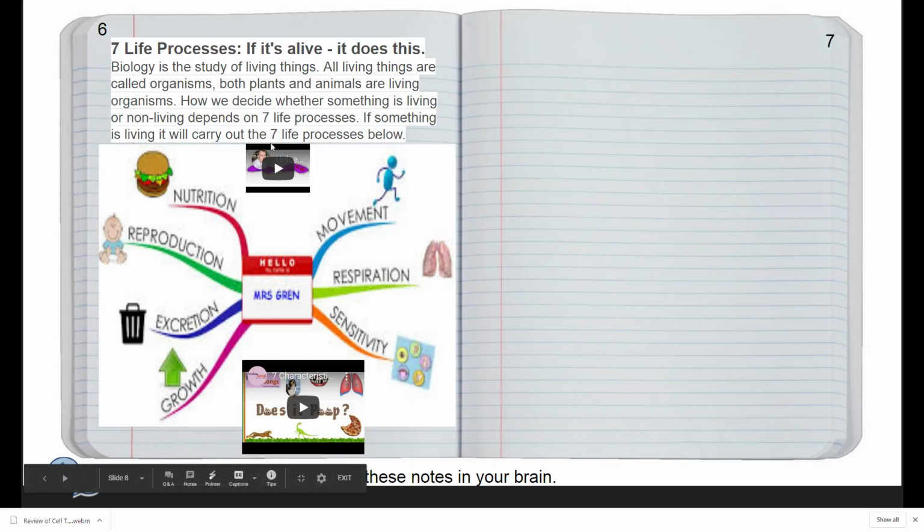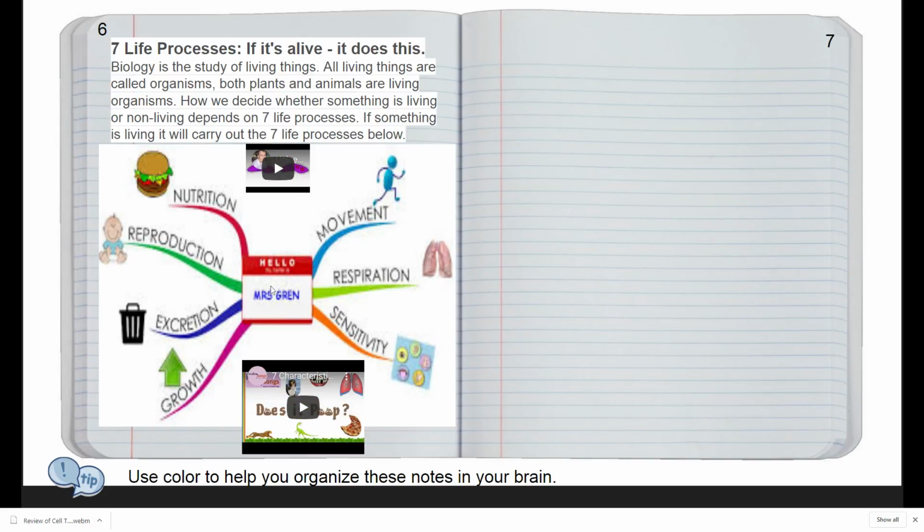There's a short video here that talks about the 7 life processes, but I especially really like this song down here, Does It Poop? And it pretty much goes through these 7 processes as well. So for today, you will write these notes into your interactive notebook, draw this as well as you can. And of course, you don't have to draw the video clip boxes in there.